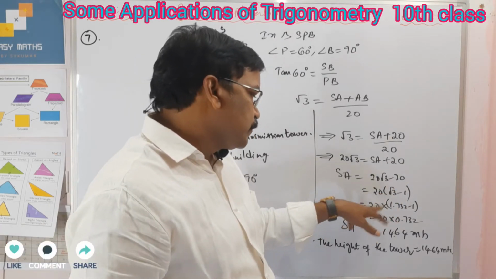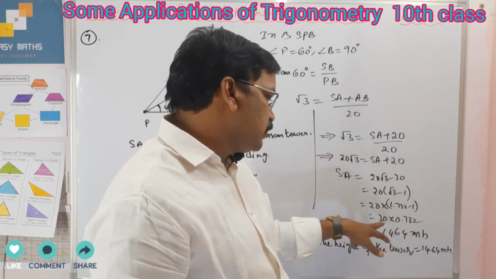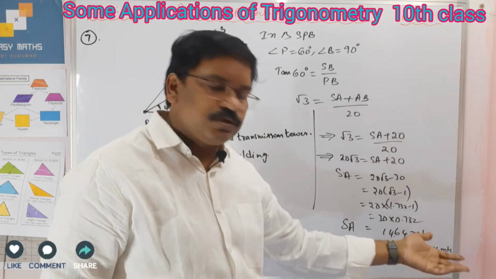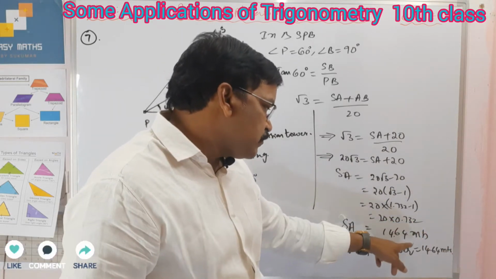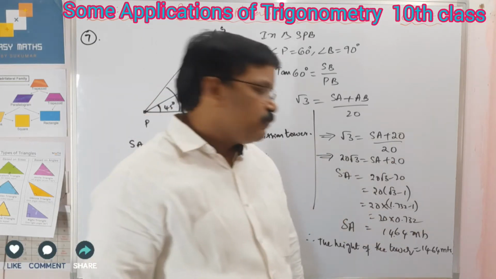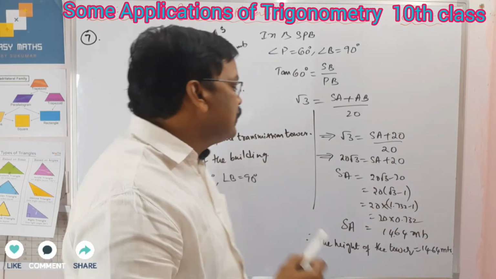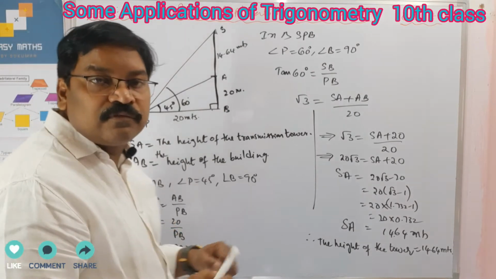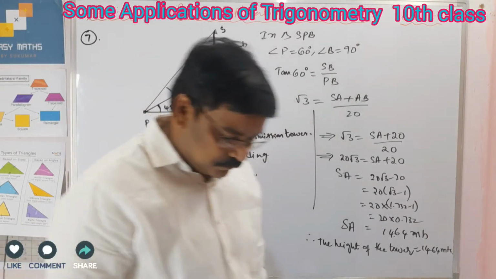That means 1.732 minus 1, that is 20 times 0.732. So that is 2 2s are 4, 2 3s are 6, 2 7s are 14. So if you multiply with 10, then 14.64 is the height of the tower. Okay.